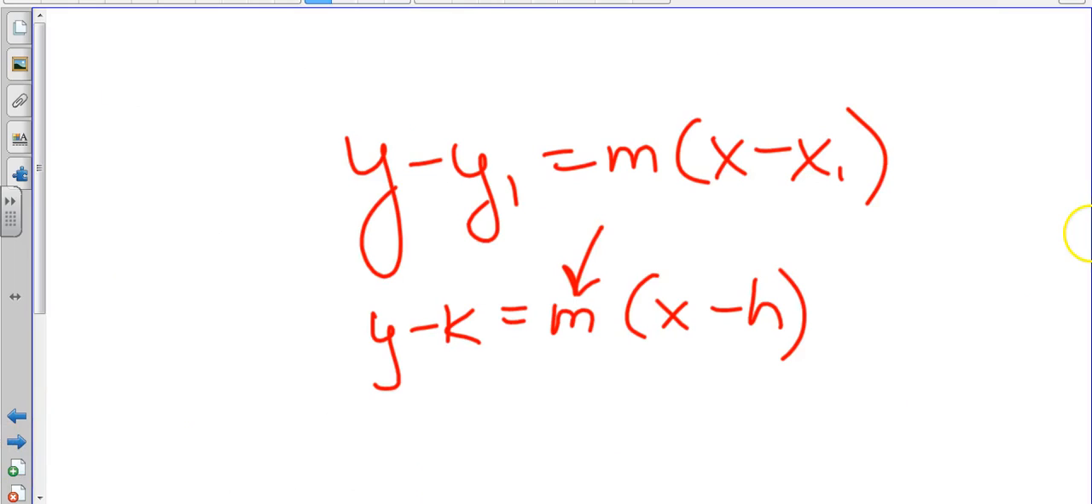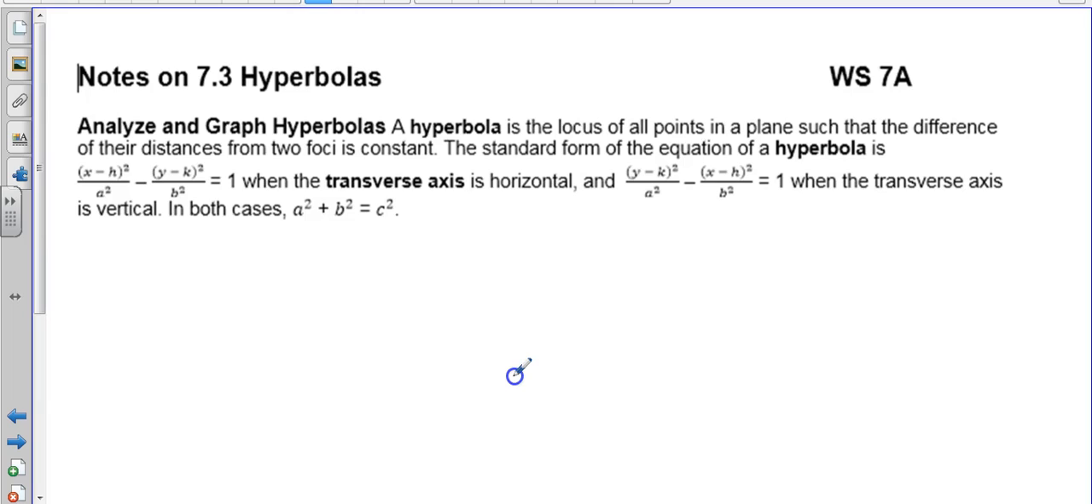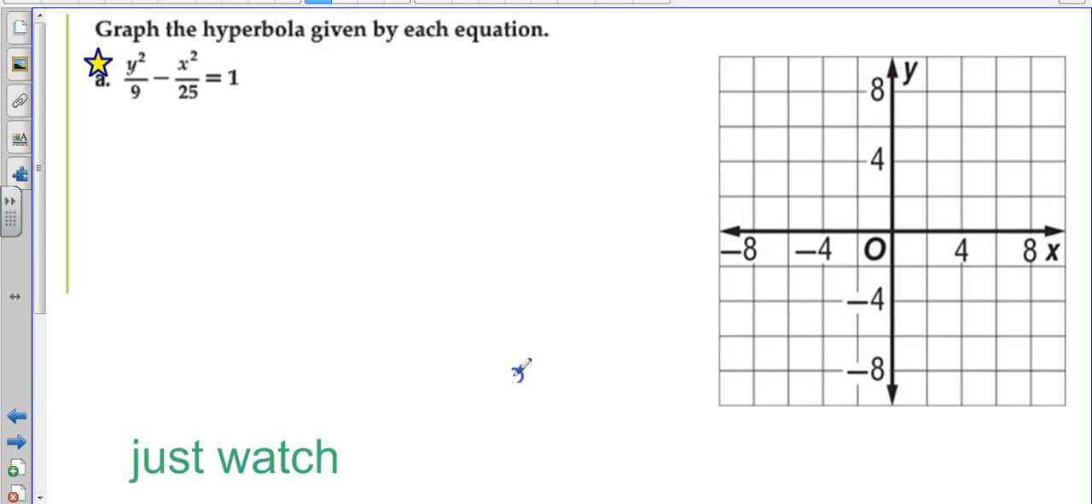So this is going to be change in y over change in x. It's either a over b or b over a. It's not a squared over b squared. You do have to square root that, and then it's plus or minus. All right, I'm going to do an example for you, and then we'll do one together. So just watch and see if this makes any sense.